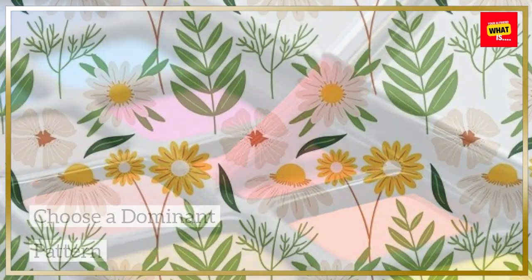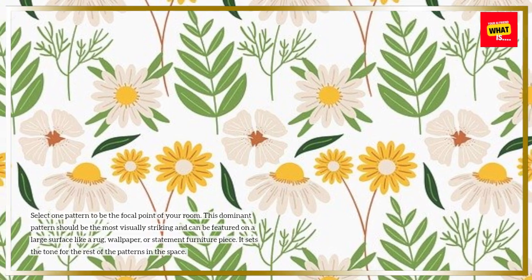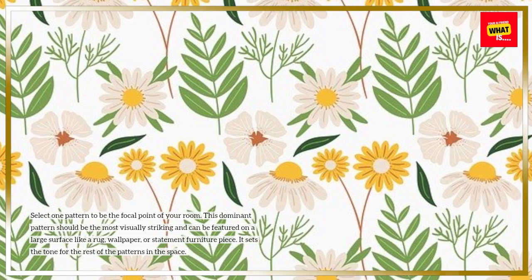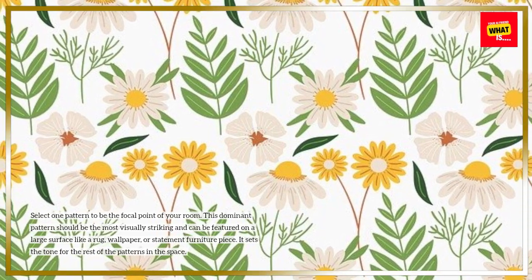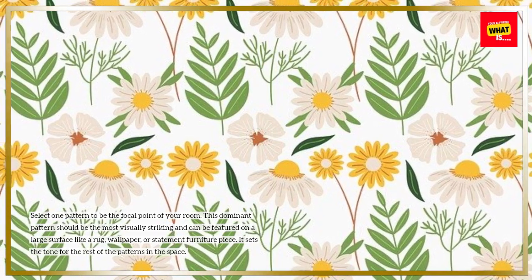Choose a dominant pattern. Select one pattern to be the focal point of your room. This dominant pattern should be the most visually striking and can be featured on a large surface like a rug, wallpaper, or statement furniture piece. It sets the tone for the rest of the patterns in the space.